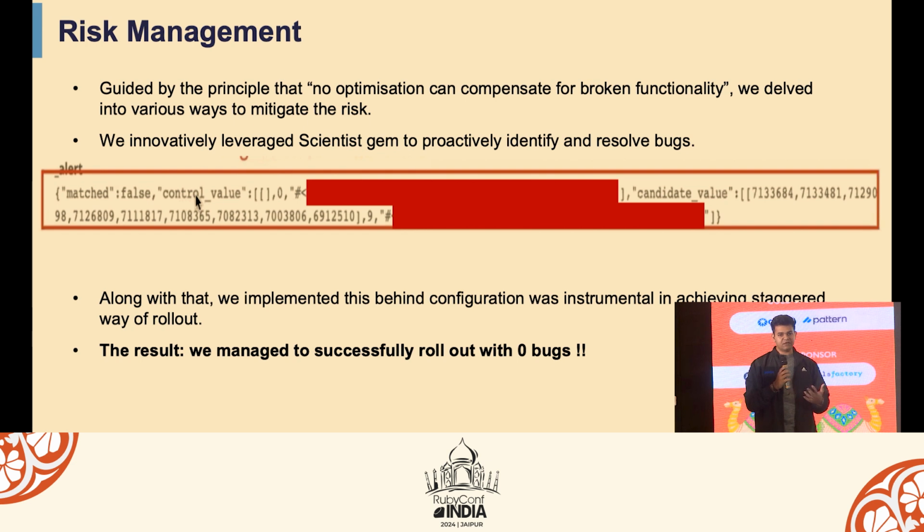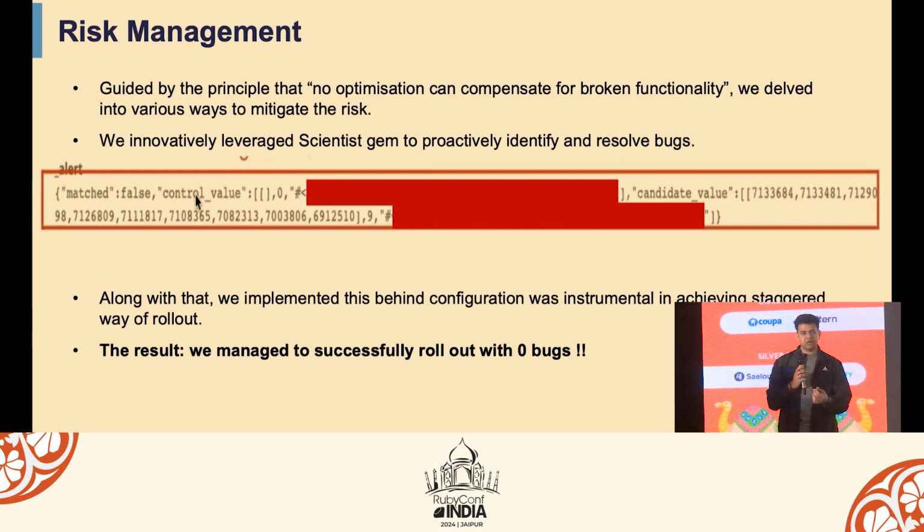So we integrated that with one of our internal tools. We ran it on the actual production data, and as you can see here, I'm not sure if it's visible, it helped us capture a couple of bugs. If there is a mismatch, we push that to ELK. The control value is how your existing system responds, and the candidate value is how your new changes respond. As you can see here, the control value gave 0 results, but with the candidate value, we saw the IDs being there.